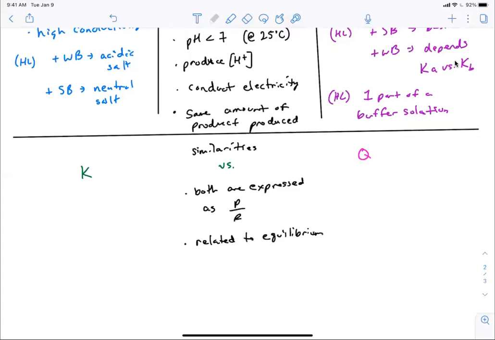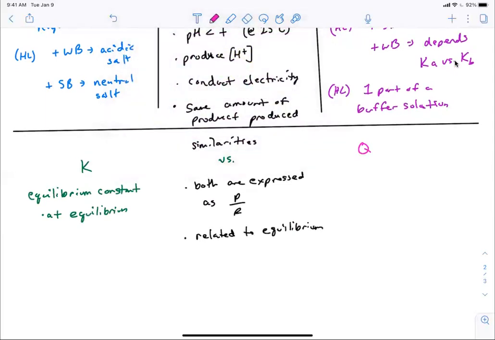Okay. Now, the thing is this, K is the equilibrium constant. So that is already at equilibrium. Whereas Q is called the reaction quotient. Which is at non-equilibrium conditions. So your job using Q is to figure out, okay, which way do I have to shift to reach equilibrium?